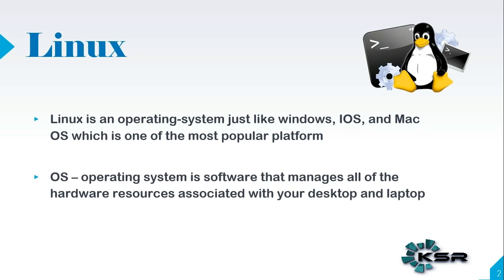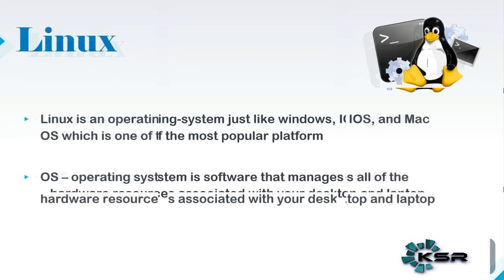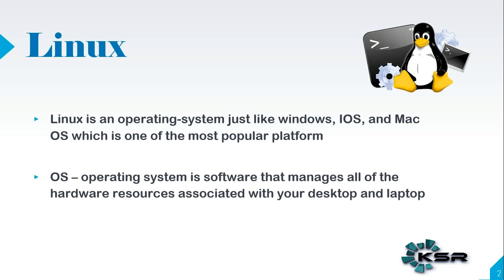Just like Windows, iOS and Mac OS, Linux is an operating system. In fact, one of the most popular platforms on the planet, Android, is powered by the Linux operating system, right? We are using Android mobile phones, right? So this is also powered by the Linux operating system. An operating system is software that manages all of the hardware resources associated with your desktops or laptops. To put it in a simple way, the operating system manages the communication between your software and your hardware. Without the operating system, the software could not function, right? So if there is no OS, our devices are more or less like having no heart, right?